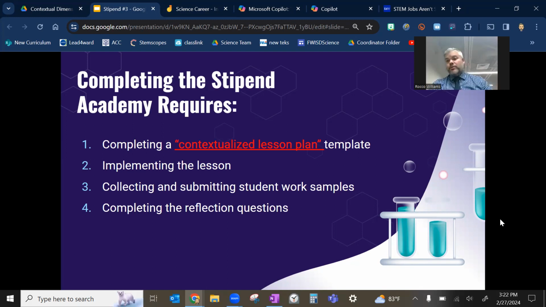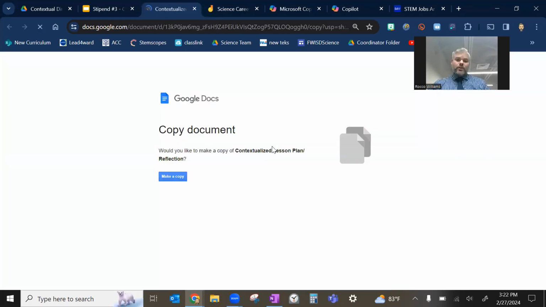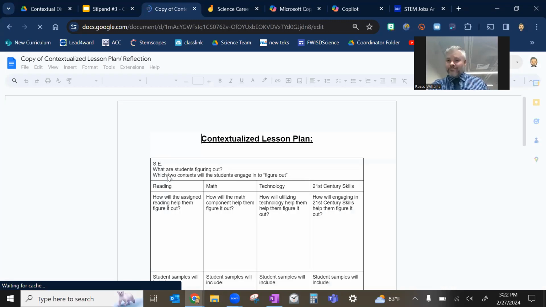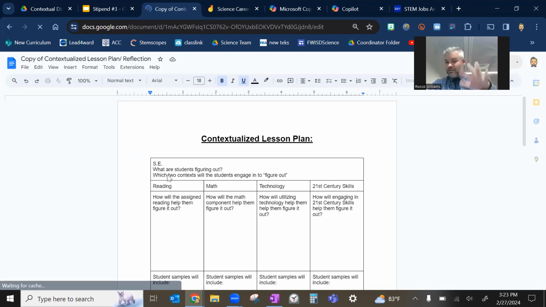So what is your assignment to be completely done? The first thing is we've learned about all of the contextual dimensions: math, literacy, technology, 21st century skills. What we're doing is typically called an overlay, so this is a lesson plan overlay. This is not a lesson plan itself. You have your lesson plan, and this is something like a transparency. You would fill it out and put it on top of your lesson plan.